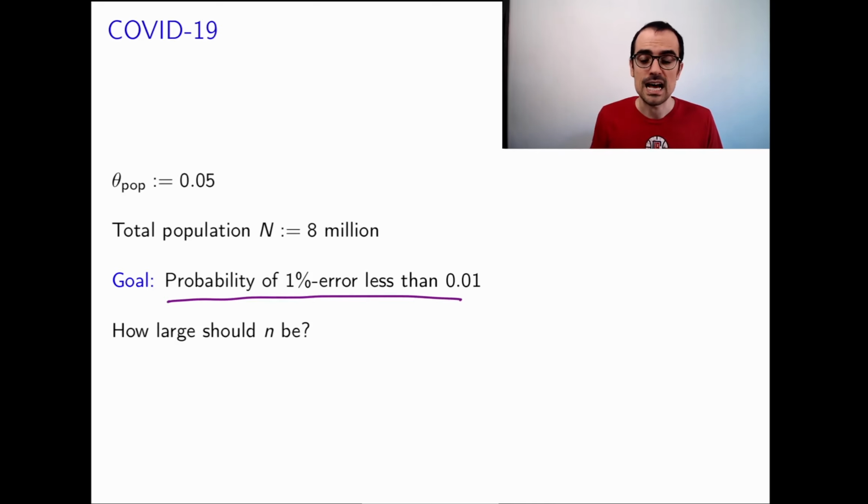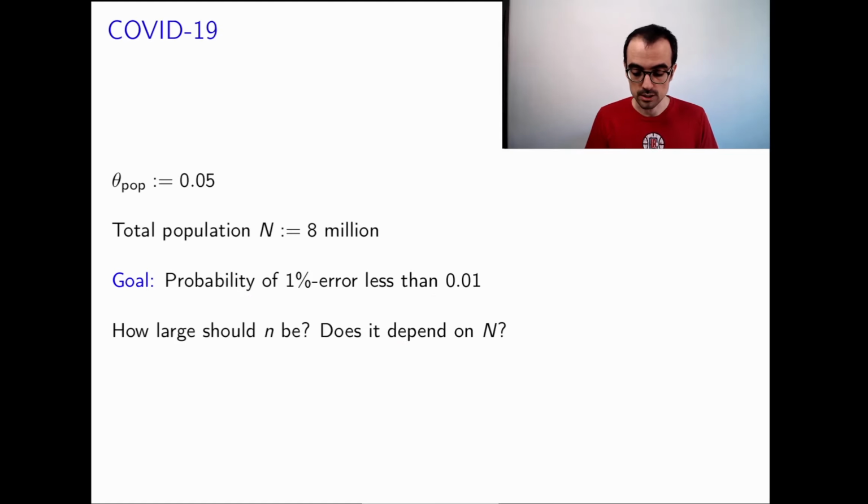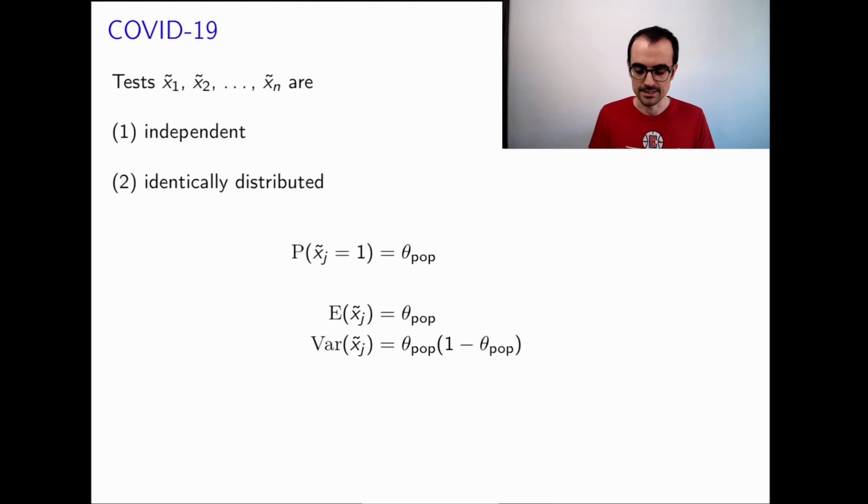The question here is, how large should the number of people that we select at random be to ensure that our error is 1% or less 99% of the time? And an important question is, does this depend on the total population? I want you to think about it. If we had a smaller population or a larger population, would this change our result, the little n that we need to select? Think about it on your own. We will see what the solution is.